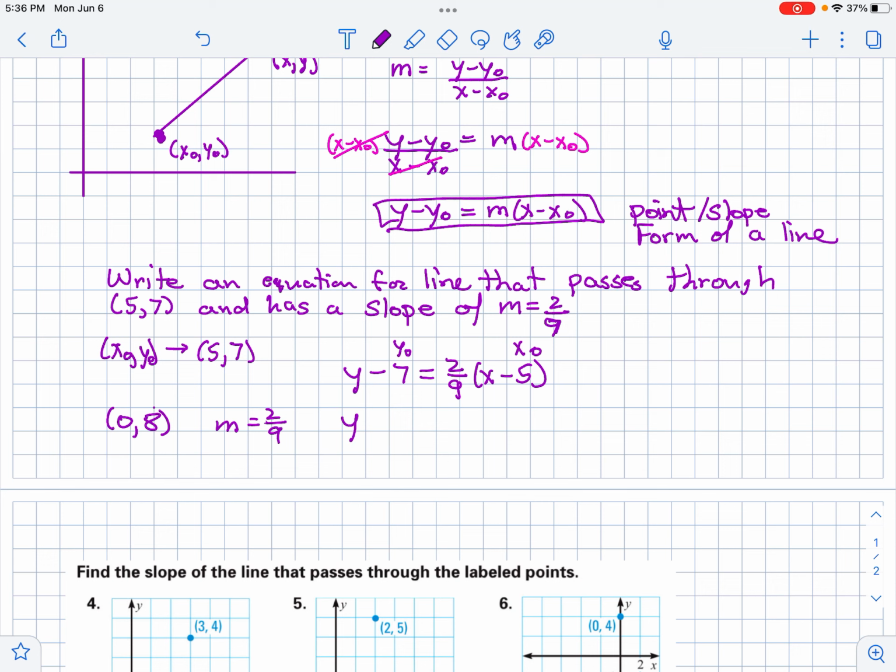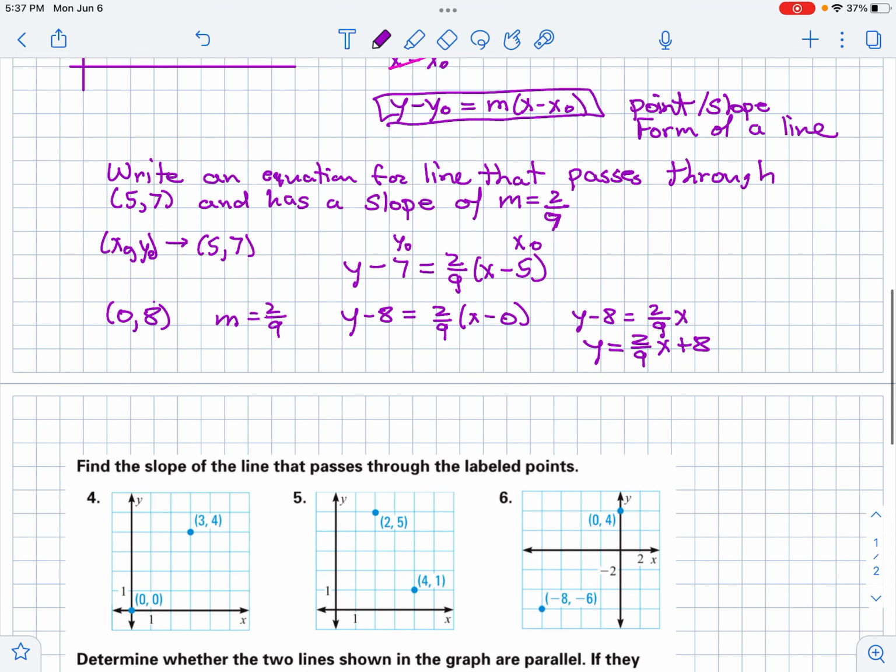So now look what we have. Y minus 8 equals 2/9 x minus 0. Oh, look at that. Y minus 8 equals 2/9 x, or y equals 2/9 x plus 8. Now this is this form. Y equals mx plus b. This is called the slope-intercept form.